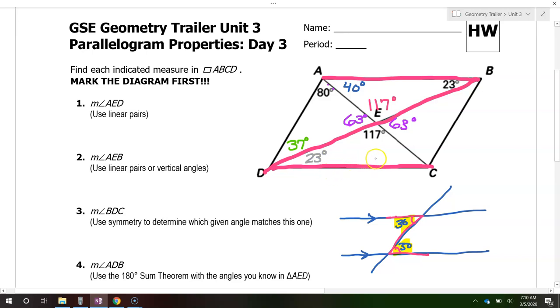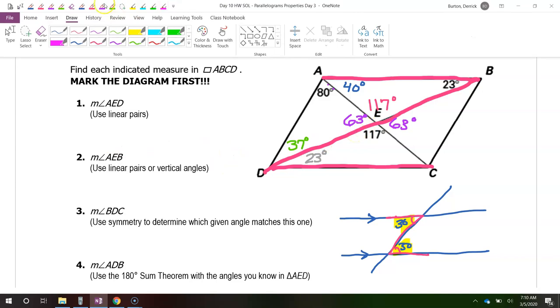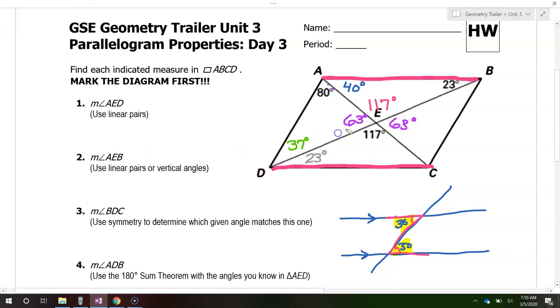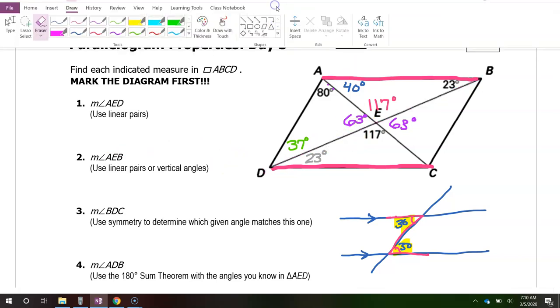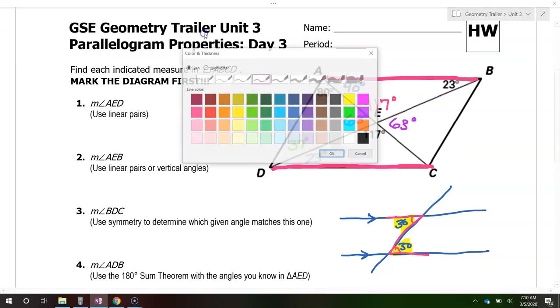Okay, let's see, can I flip it the other way? All right, what if I draw the other diagonal? Will that help me?